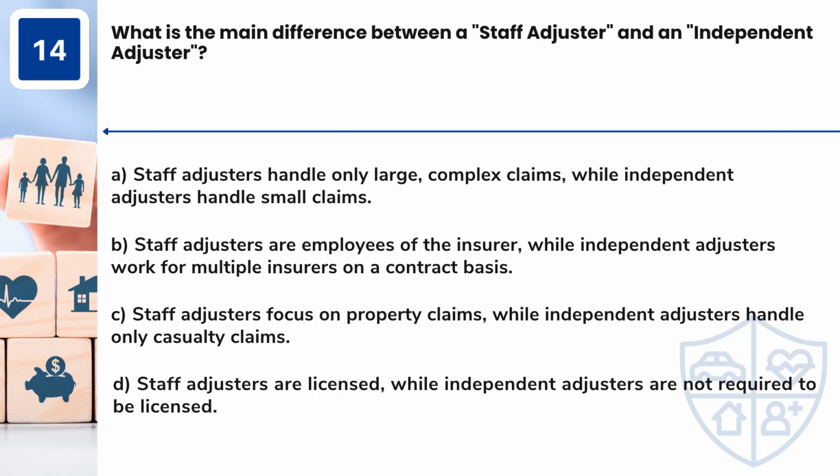Question 14. What is the main difference between a staff adjuster and an independent adjuster? A. Staff adjusters handle only large, complex claims, while independent adjusters handle small claims. B. Staff adjusters are employees of the insurer, while independent adjusters work for multiple insurers on a contract basis. C. Staff adjusters focus on property claims, while independent adjusters handle only casualty claims. D. Staff adjusters are licensed, while independent adjusters are not required to be licensed.